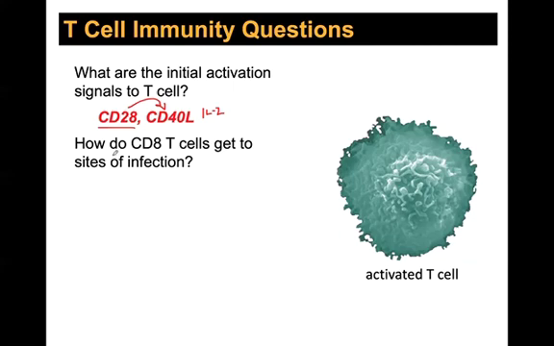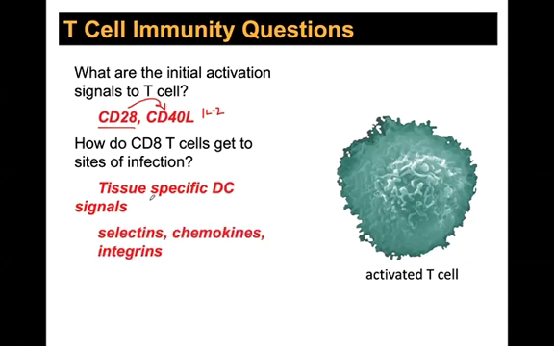And then how do the CD8 T cells get to sites of infection? It's not just the same steps as getting into a high endothelial venule. The dendritic cells will tell the T cell you should be looking for these signals. And then the T cells are expressing a set of selectins, chemokine receptors, and integrins that are favorable to getting into either skin tissues or into mucosal tissues.